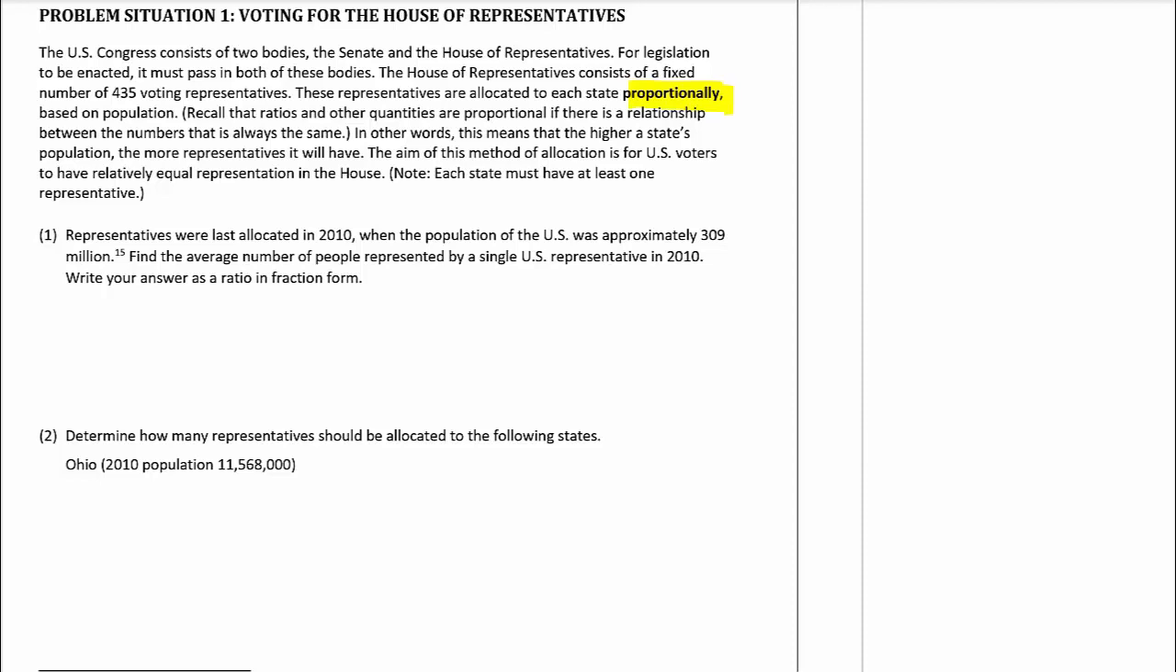We're going to look at the 2010 census, and that year there were 309 million people living in the United States. So the question is asking us to find the average number of people represented by a single US representative in 2010. Write your answer as a ratio in fraction form. So look at the language. It says number of people represented by US representatives. So we can write this out as people per 1 representative.